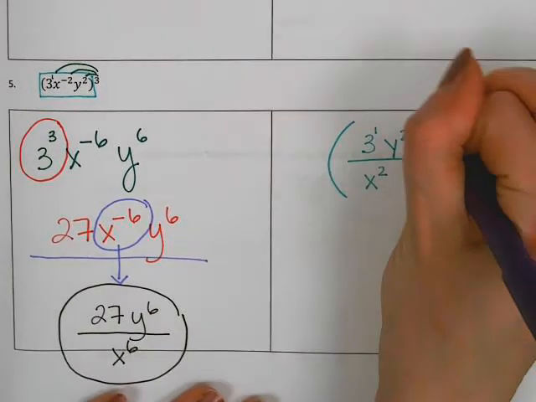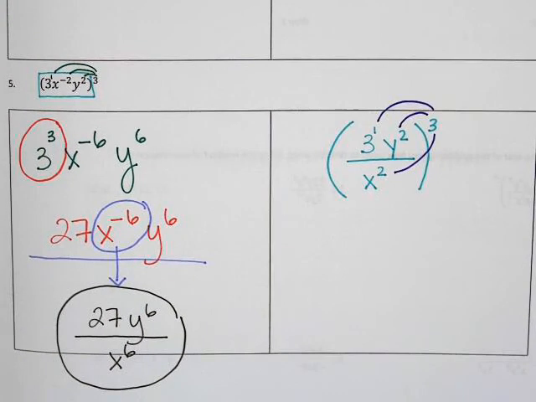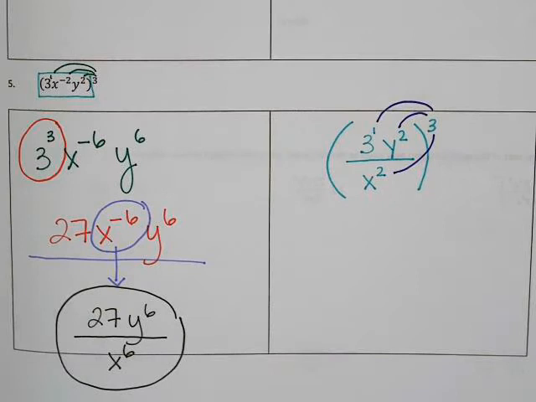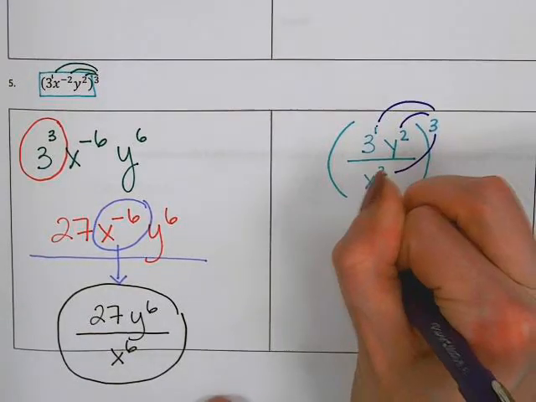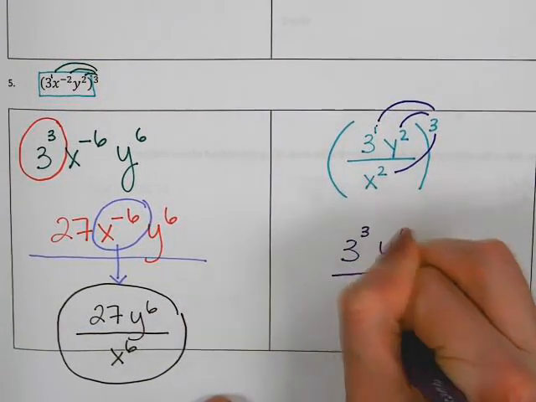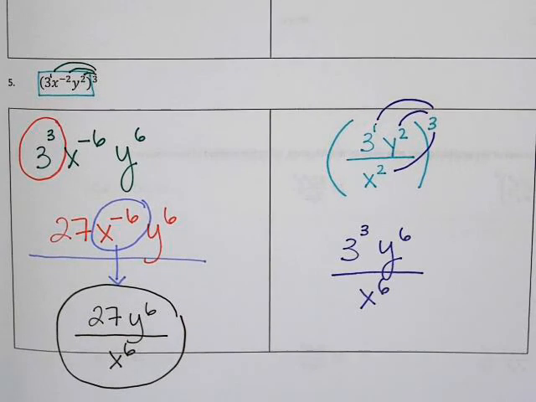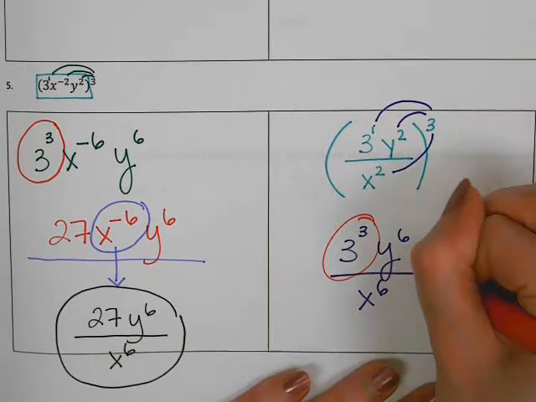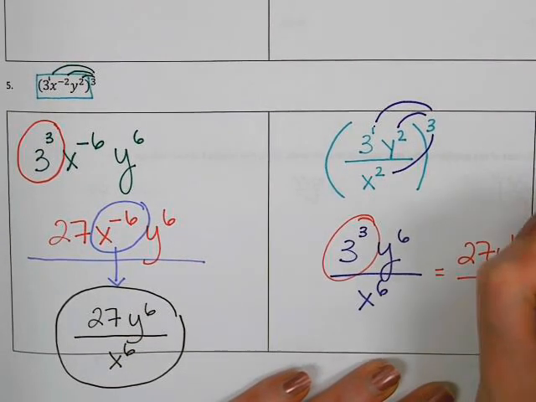Now, power to a power we multiply. Let's see if this is any easier. Okay, so we have a 3. We multiply 1 times 3 is 3. For the y, 3 times 2 is 6. And then for the x, 3 times 2 is 6. And then you just have to evaluate any numbers. 3 to the third power is 27. So it's 27, y6 over x6.